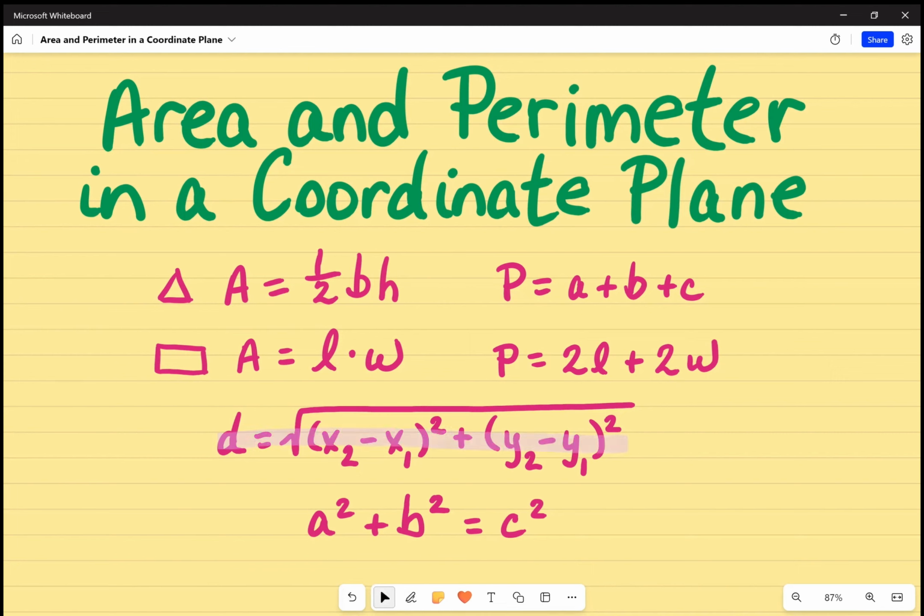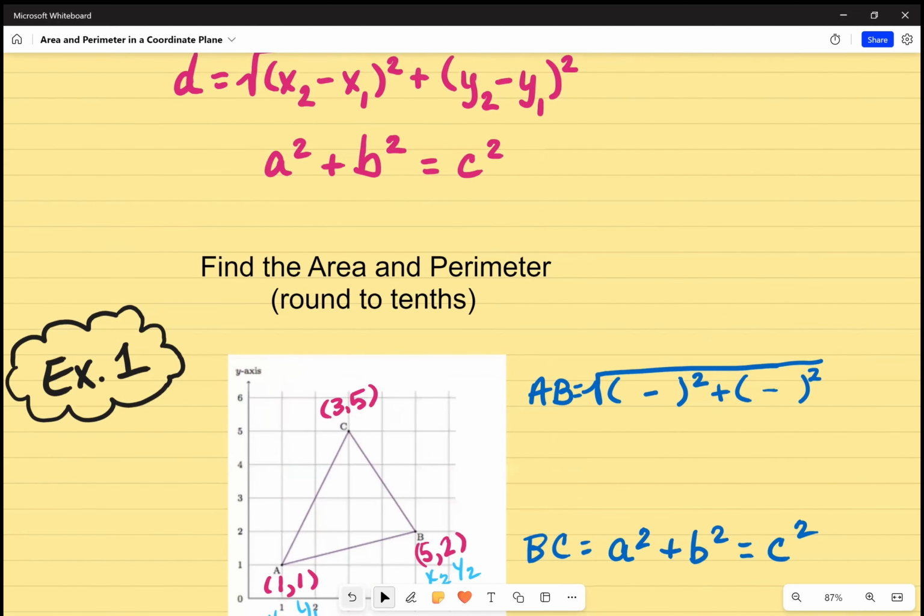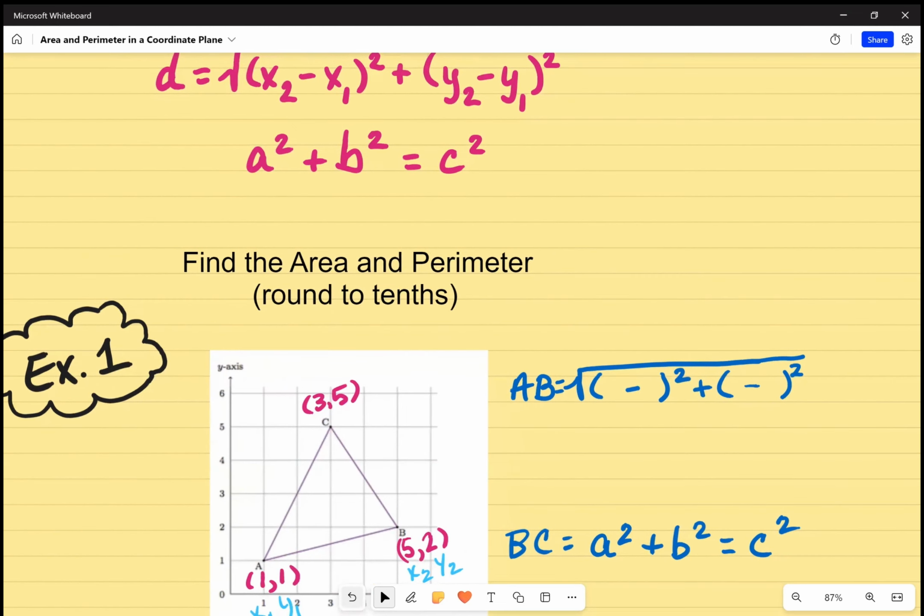Then we have the distance formula. Make sure you label your coordinates on your coordinate plane. And now we have the final formula, which is Pythagorean Theorem. I'm going to show you 2 ways, the distance formula and Pythagorean Theorem. So the first shape is a triangle, and we're going to use the distance formula for side AB.